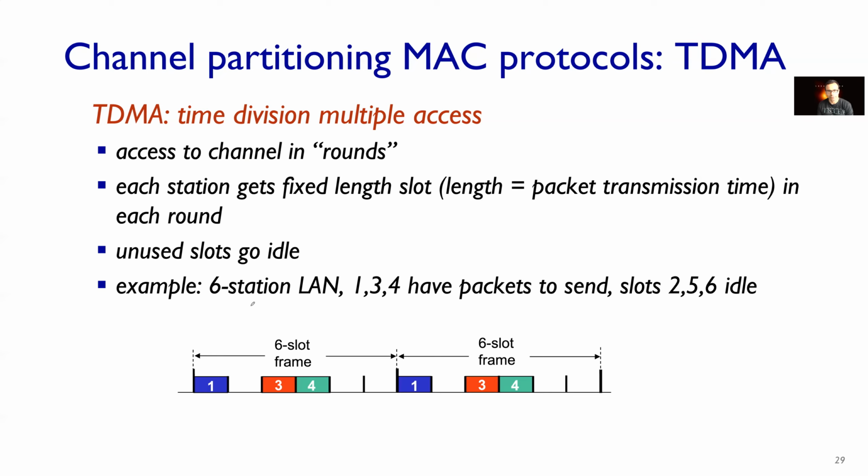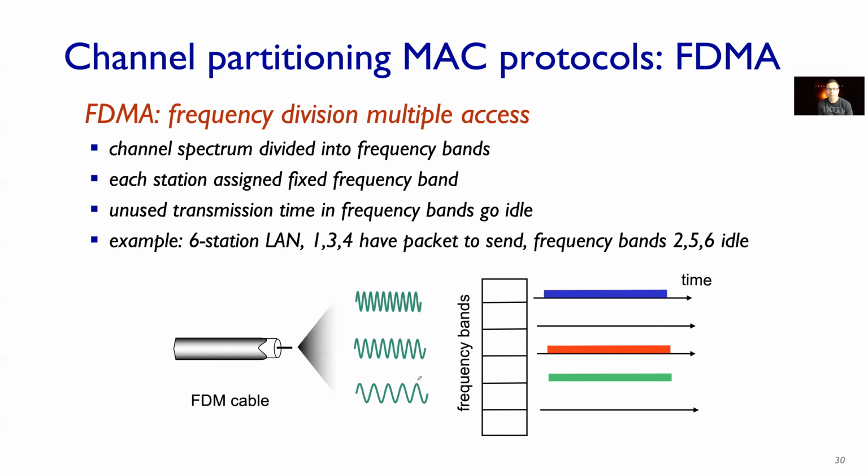So of course, each station gets a fixed length slot, which is effectively the time to transmit one particular frame. Any unused slots, of course, go idle, as we've seen here. So this can be a problem. And then the other issue, of course, is we need time synchronization, right? Because each node needs to be aware of precisely these slot times. Otherwise, if their clocks are not in sync, then they might overlap with each other, and that can be a problem. The other way to do partitioning is FDMA.